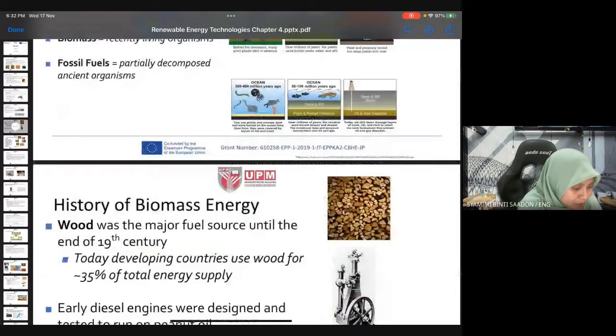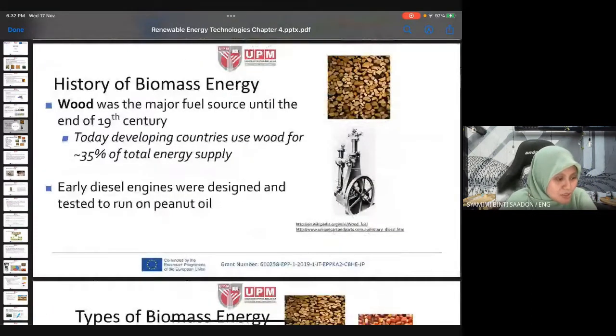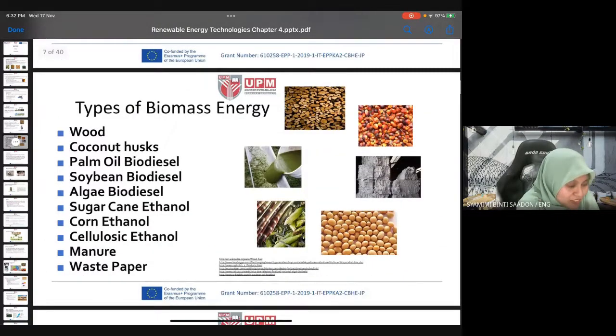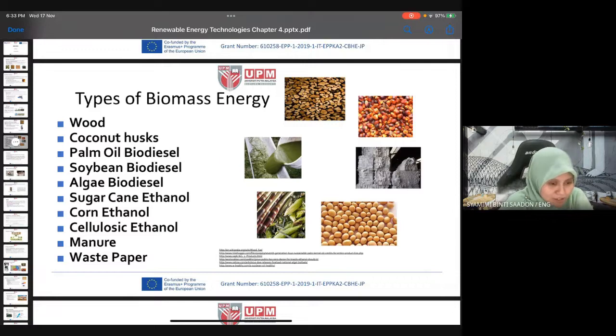Okay, sorry. So the history of biomass, how it started. One of the major sources of biomass fuel since the beginning is wood. Today developing countries use wood for about 35% of total energy supplies. The early diesel engines were designed and tested using peanut oil, even guna peanut oil. This is part of the biomass as well. These are other types of biomass energy that we have: wood, coconut husk, sabut kelapa tu, palm oil, soybean, algae, etc. All of these materials are considered biomass that we can produce bioenergy from.